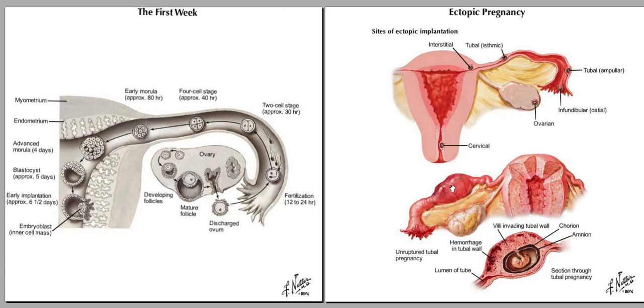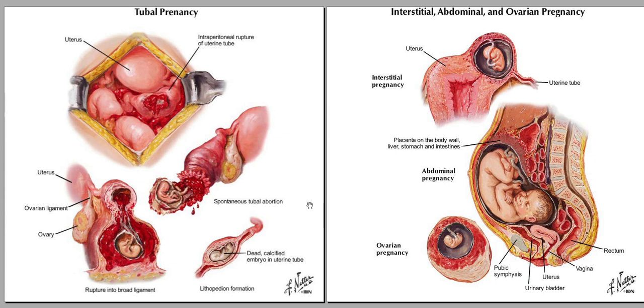So this is a very nice diagram of an unruptured tubal pregnancy. You can see the chorion, the amnion, the villi invading the tubal walls, and hemorrhage in the tubal wall too. That's the embryo over here. That's the uterus. Intraperitoneal rupture of the uterine tube: you see the blood oozing up over here. Okay.